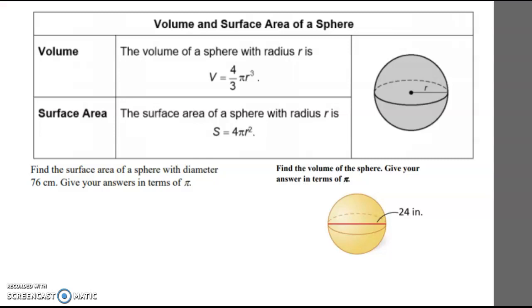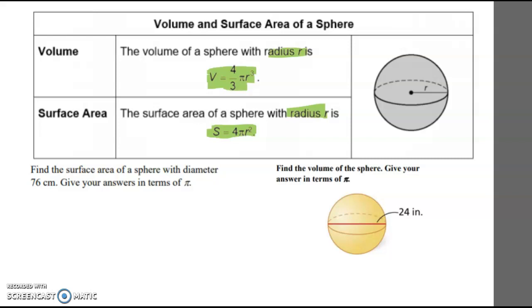Volume and surface area. So the volume of a sphere is found using this formula, 4/3 pi r cubed, where r is your radius. The surface area of a sphere is found by 4 pi r squared, with again, radius r. So let's look at our first example.